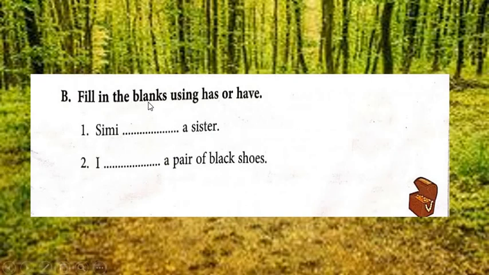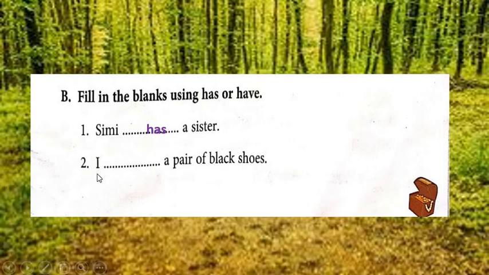So now see here, fill in the blanks using has or have. So we have learned before. Number one: Simi, blank, a sister. So, Simi is only one person. So, what will come? Yes. Simi has a sister.